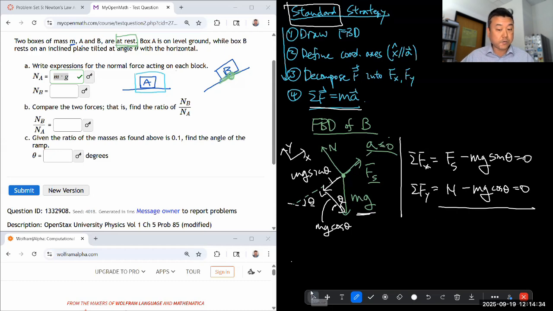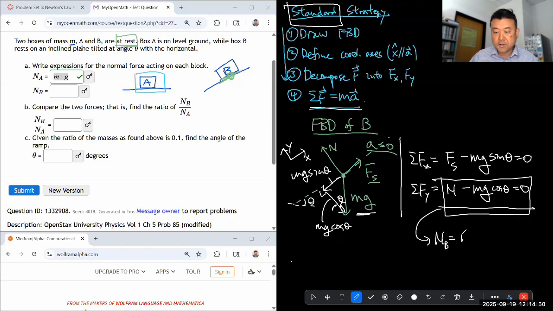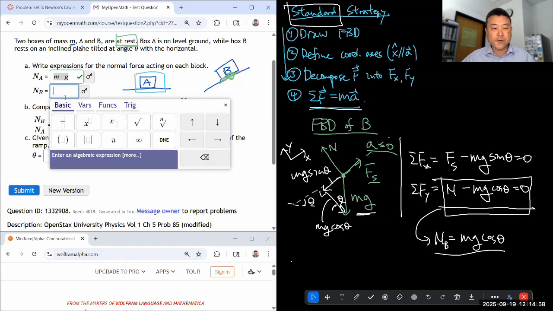So the actual question asks, what is the normal force on box B? And you look at it and you realize, oh, I can use this equation. The normal force that's here is on box B, and everything here is known except for the normal force. So solving for the normal force on box B, that should be mg cosine theta. Yeah, so when a question asks for the normal force, you need the y component equation. That's why I don't forget writing it down.